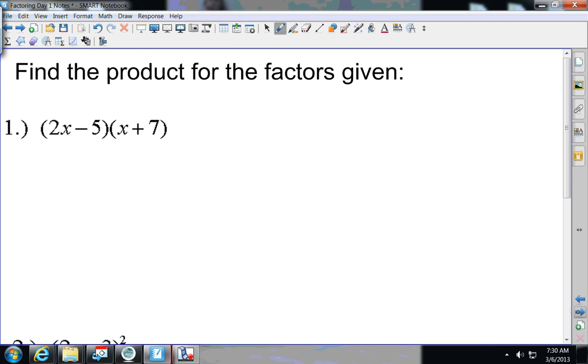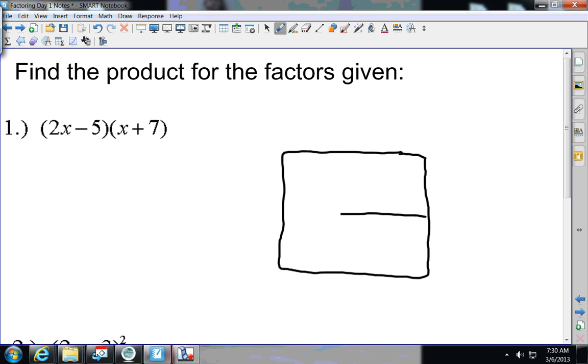Okay. So now, these are the factors. I want you to find the product right now. What do you need to do to set up to find the product? What do I draw first? The box. It's a 2 by 2, remember? And we're going to put 2x minus 5 and x plus 7.